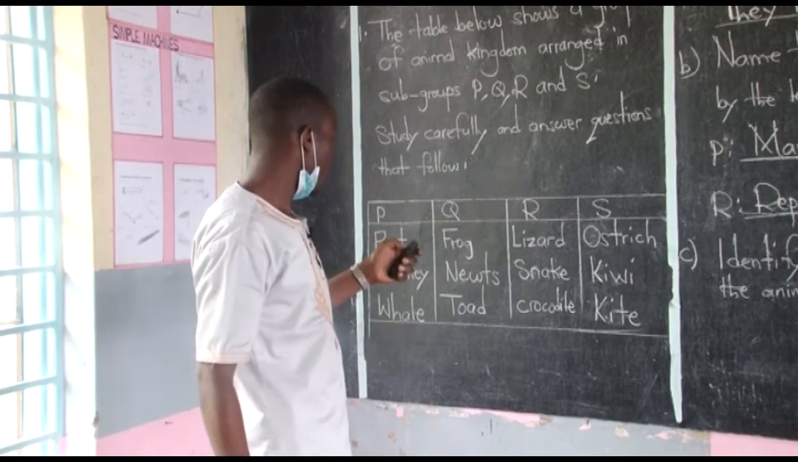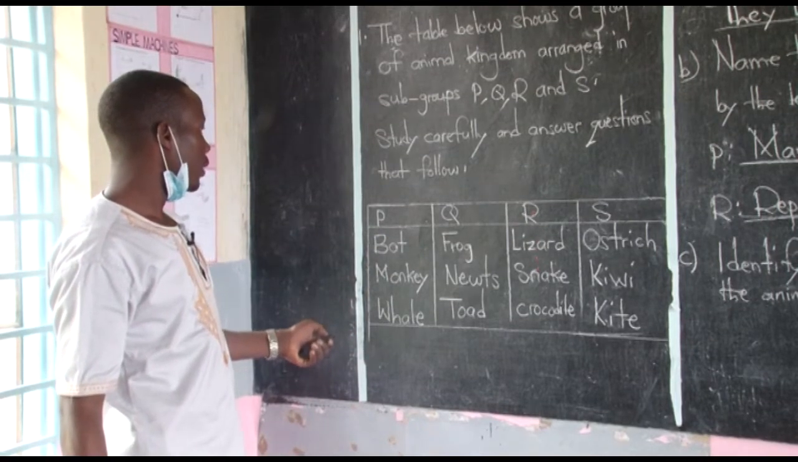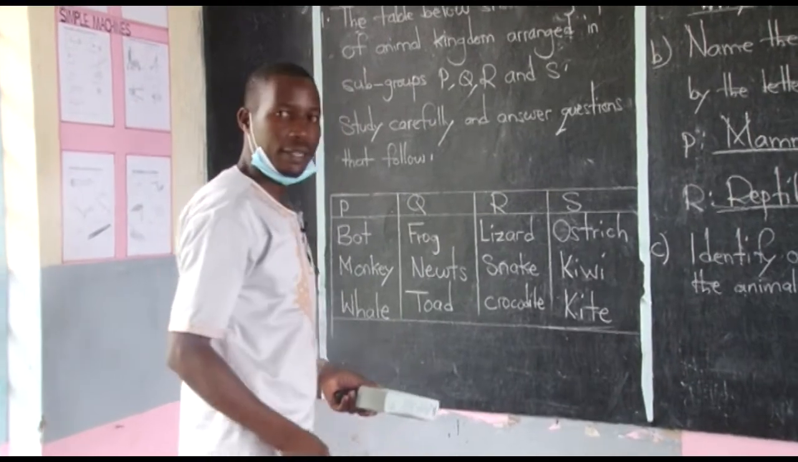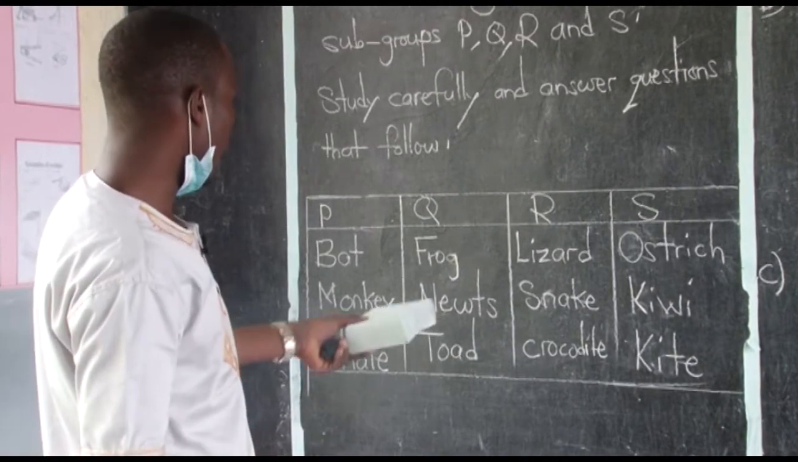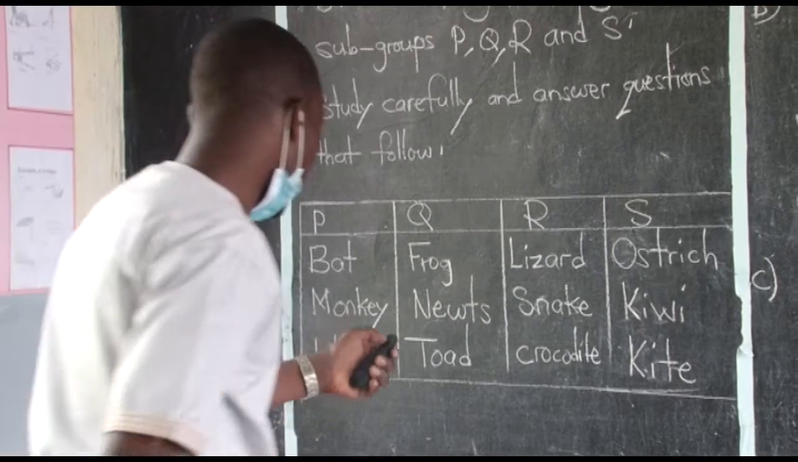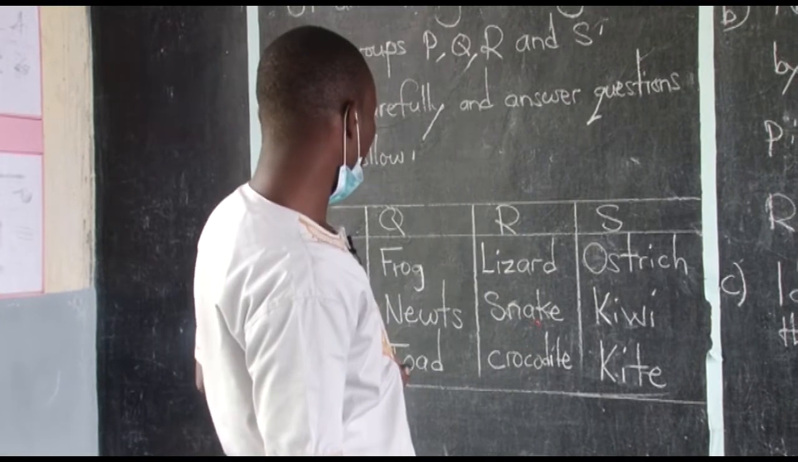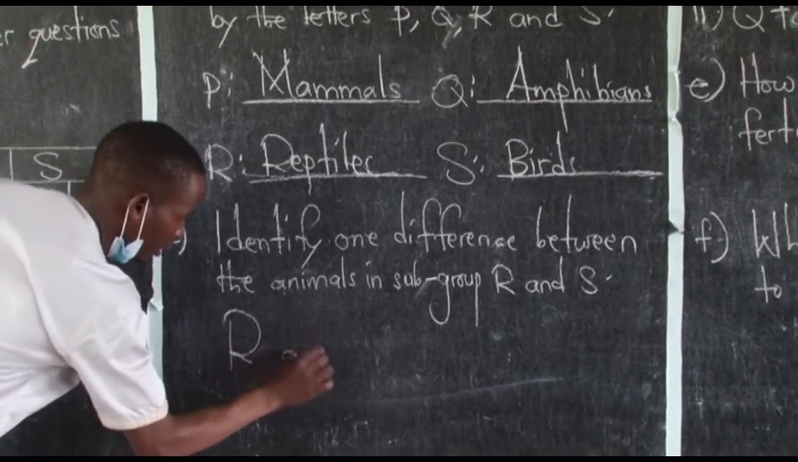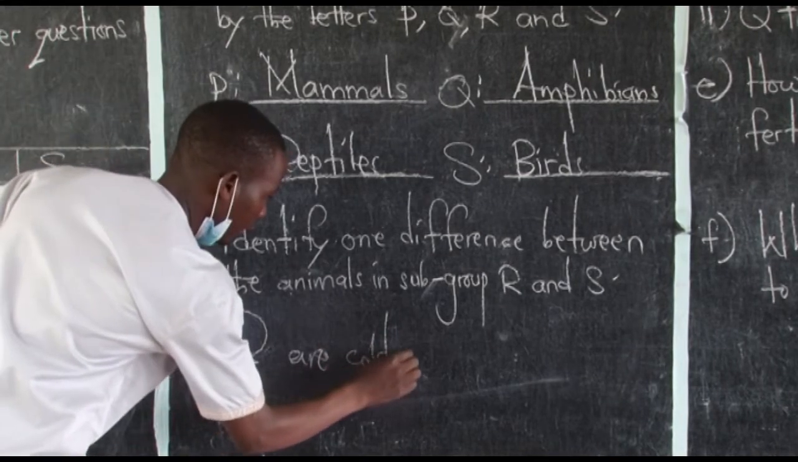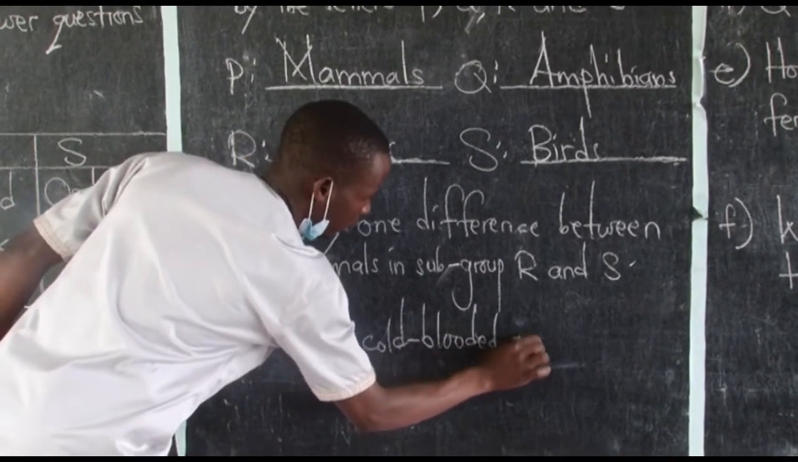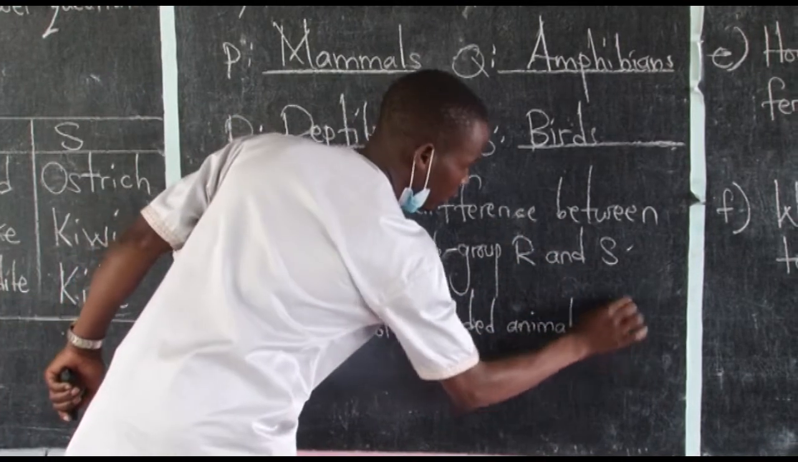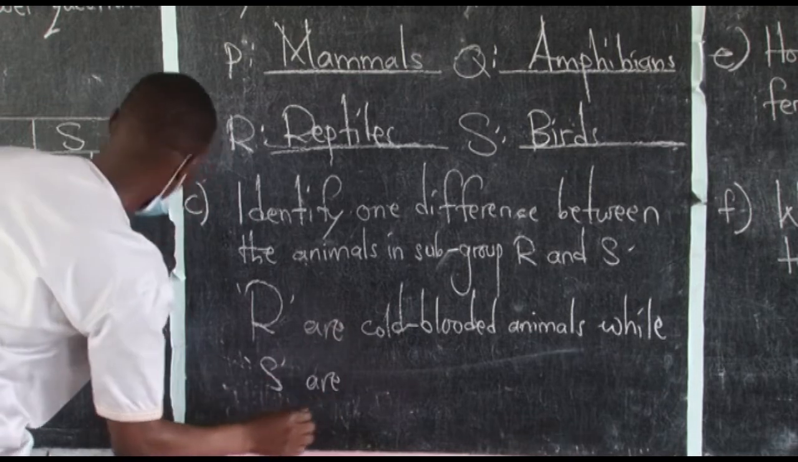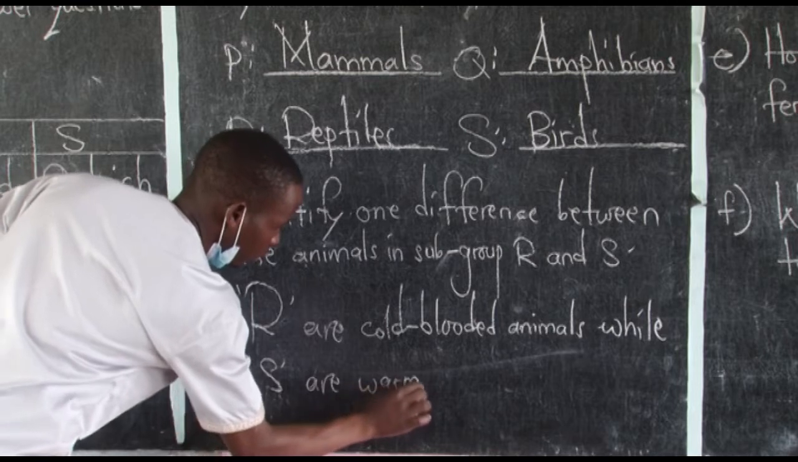So we can see which feature is not in reptiles, but is in birds. So simply we can look at the main features. Let us talk about the cold-blooded and warm-blooded animals. We can see that R, these are reptiles. So these reptiles are cold-blooded. So we can say R are cold-blooded animals, while S, which are the birds, are warm-blooded.